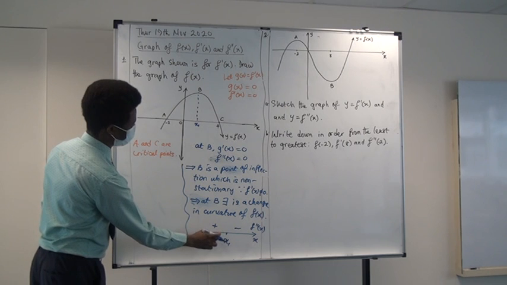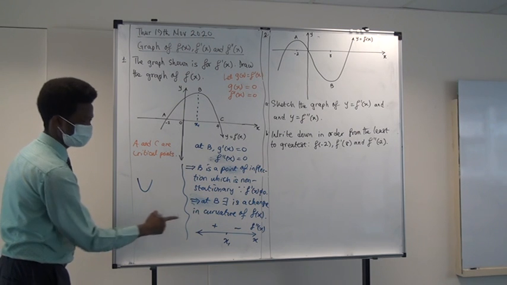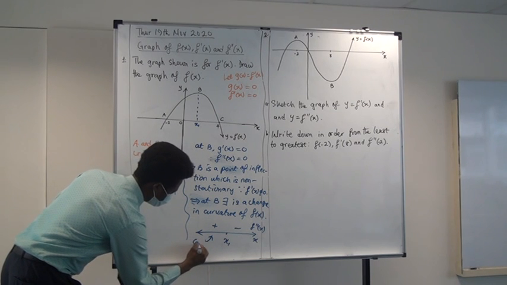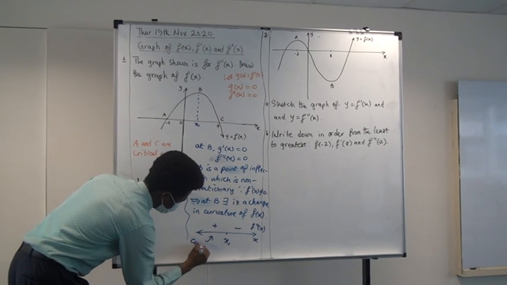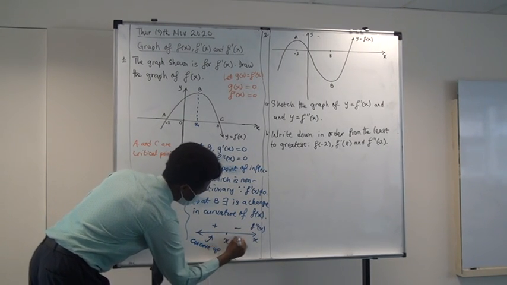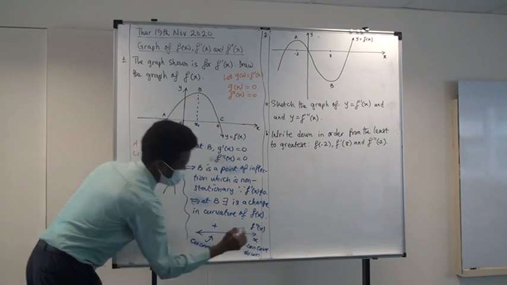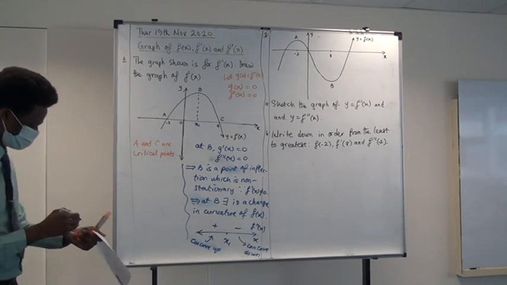So gradient of this positive means the graph goes like this. Right? And gradient negative means graph goes like that. So here we have concave up, and here we have concave down. Understand? So I think this is enough information. We know the turning point, we know the inflection point, we know where we have a concave up or down. I think we can sketch. Understand? So let's now sketch our curve.